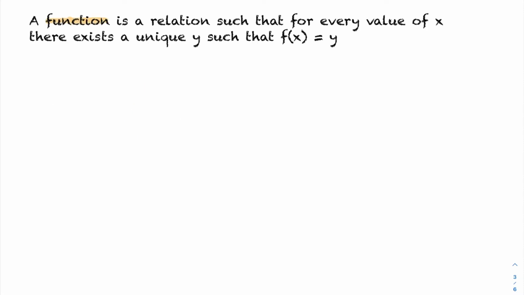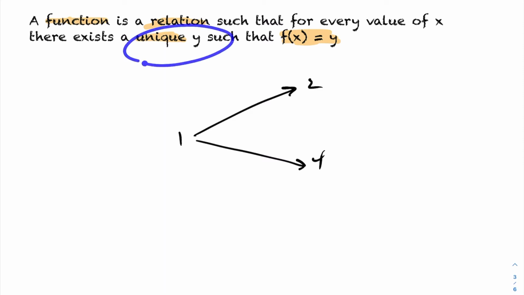A function is a relation, so it has to be a relation first to even consider it being a function. So a function is a relation such that for every value of x, there exists a unique y, and this term unique is important. There's a unique y such that f at x equals y. So essentially what that means is that for every input that you have in your relation, let's say we have an input of 1, it cannot be the situation that that 1 is related to, let's say, 2 and 4. Because then what that would mean is that you have a not unique y value, a non-unique output.